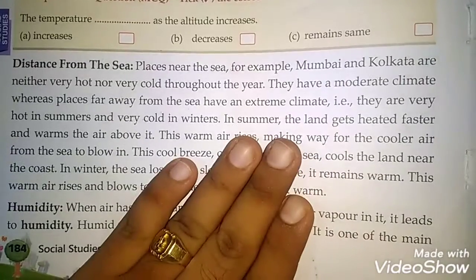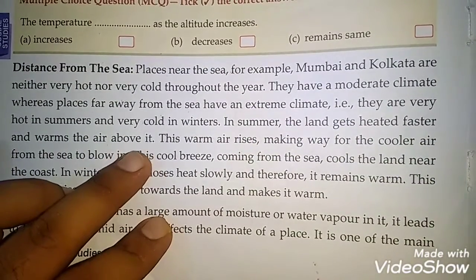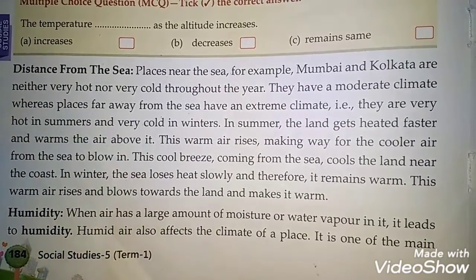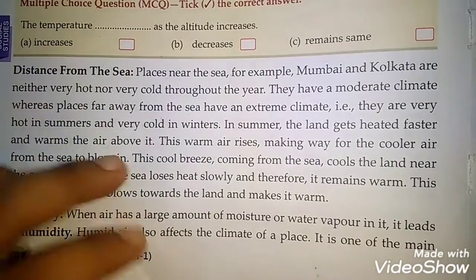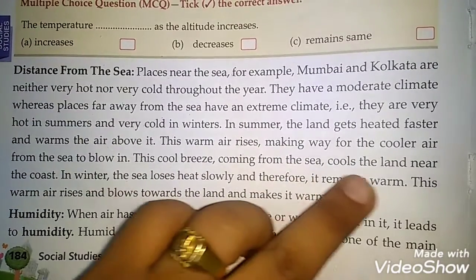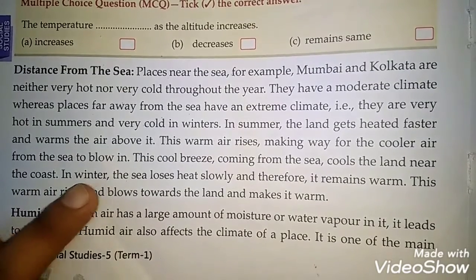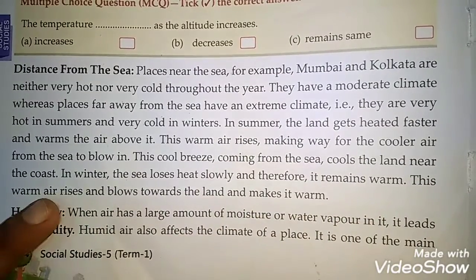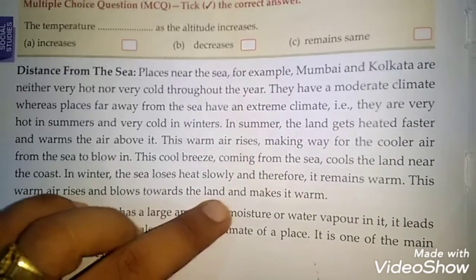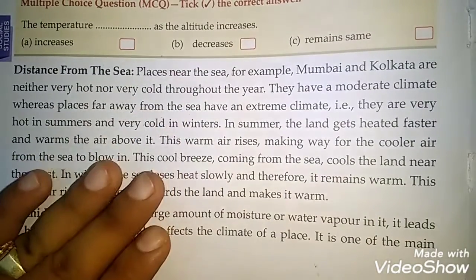See, here it is also written, in summer the land gets heated faster and warms the air above it. You might be knowing that warmer air is lighter than the colder air, so it rises above. This cool breeze coming from the sea cools the land near the coast. Opposite happens in winter. In winter, the sea loses heat slowly and therefore it remains warm. This warm air rises and blows towards the land and makes it warm. Okay, is it clear? All this happens because of the land and the sea breeze.